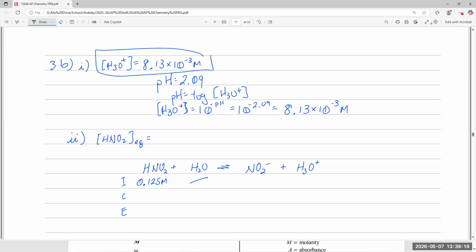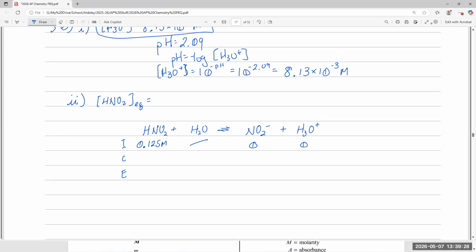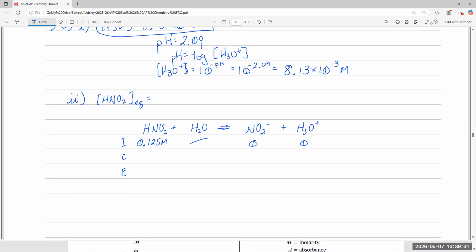All right, and then what else we got? In the beginning, we don't have any of these, right? But we did calculate the pH of the solution, which means that that's the concentration of hydronium at the end. So that would make this 8.13 times 10 to the minus 3 right over here. That means, since this is a balanced chemical equation and it's a 1-to-1-to-1 ratio, when 8.13 times 10 to the minus 3 moles per liter of the hydronium was produced, the exact same amount of nitrite was also created, right?